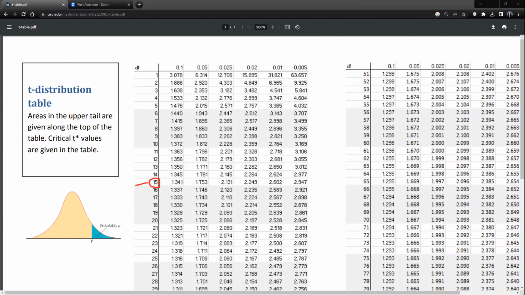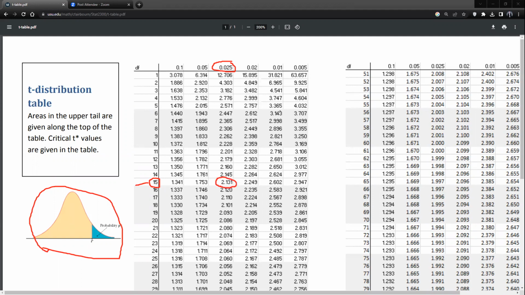And then remember that area, we said 0.025. So that means that to the right of this t-score, I'm going to get 0.025. Okay, so you can see that according to this. So actually this table is finding the critical t-star values. It means that the t-score that corresponds to 15 degrees of freedom, and to the right of that being 2.5% probability, is exactly 2.13.